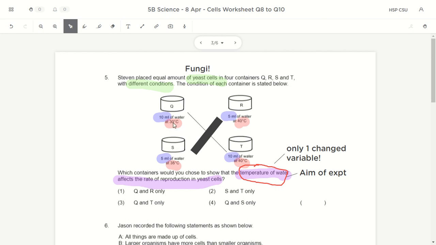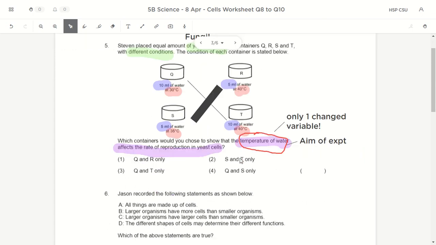So given to me is the amount of water. So I know Q and T have the same amount of water, which is correct, and they have different temperature, which is what I want to change. And S and R, they have the same amount of water, but they have different temperature, which is also what I want to change. So I can either use QT or SR. So let's see whether these options are available. Let's look for Q and T. Yes, I have a Q.